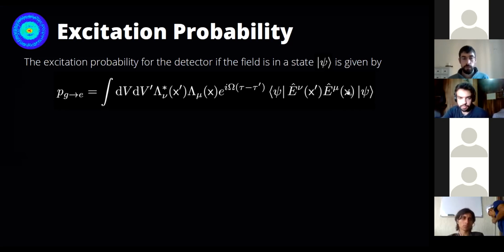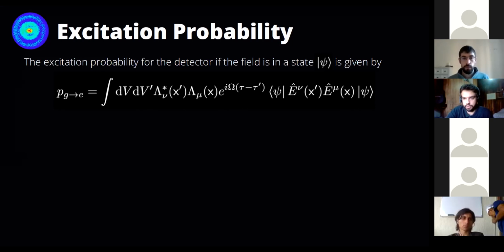But the excitation probability to first order in the coupling constant, so there should be an E squared here, the coupling constant, sorry for that, will be given by this expression here, which hopefully is familiar to most of you. So here we see the detector gap.